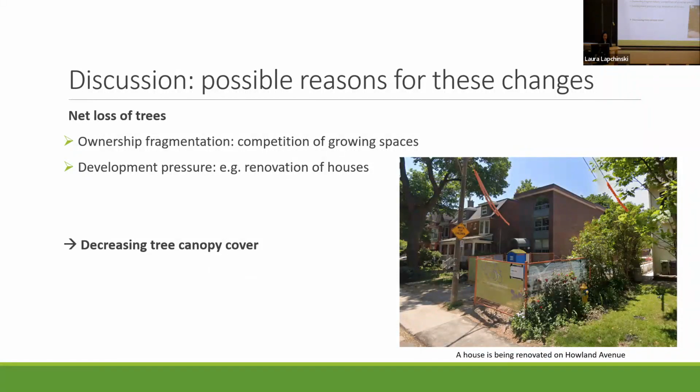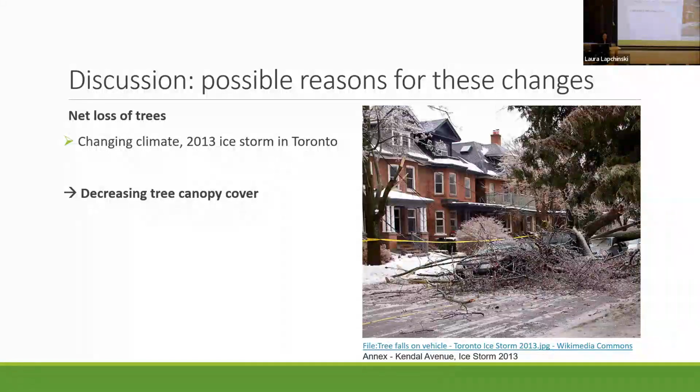First of all, it is likely that ownership fragmentation causes the net loss of trees in the Annex, because it causes competition in growing spaces, and hence urban trees are experiencing more severe disturbances and stresses than before. It is also possibly due to increasing development pressures, such as more renovations of houses in the community. Such construction work usually removes all trees in backyards and front yards, leading to decreasing tree canopy cover at the same time. And changing climate is also one of the reasons for decreasing tree number and canopy cover. Extreme weather events such as the ice storm in Toronto back in 2013 caused lots of tree failures at the time, as seen from the picture.